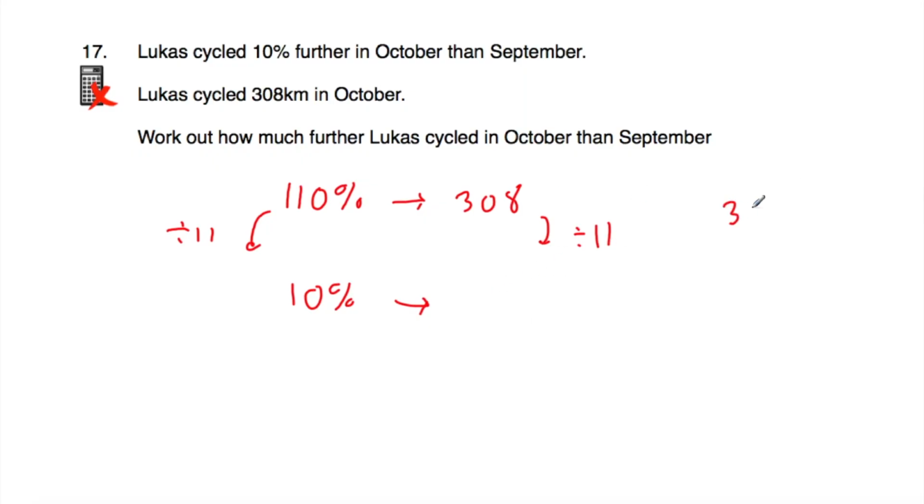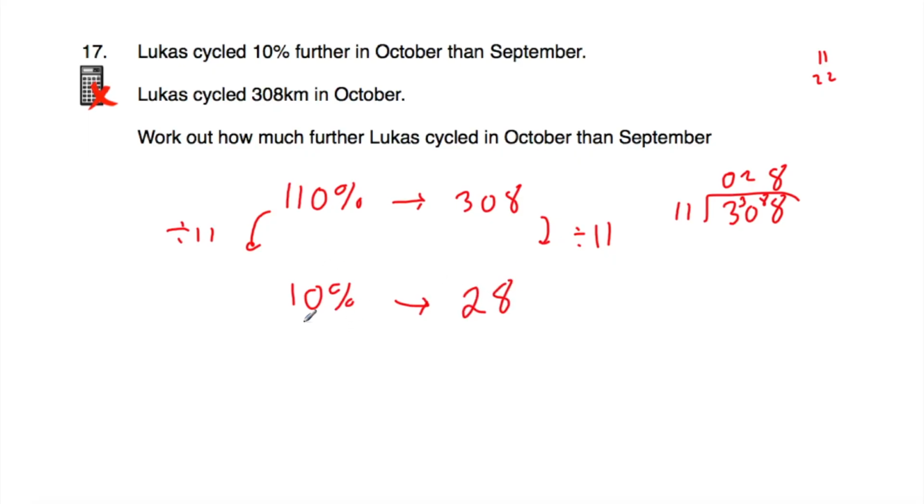So let's do 308 divided by 11 and see what we get. So how many 11s go into 3? 0, remainder 3. How many 11s go into 30? That's going to be 2, because 11, 22, so 2, remainder 8. Oh, fantastic. And how many 11s go into 88? That's going to be 8. So that means that 10% is equal to 28.